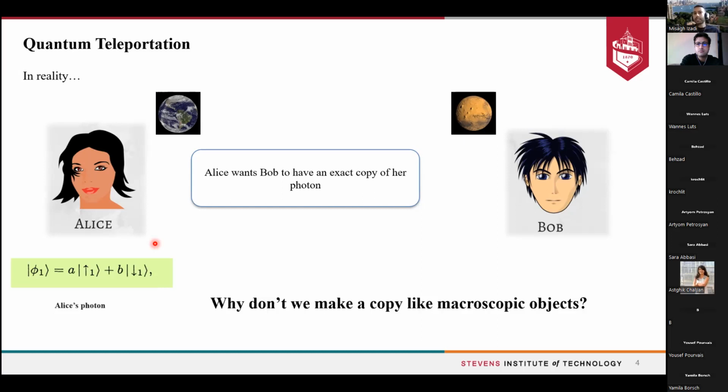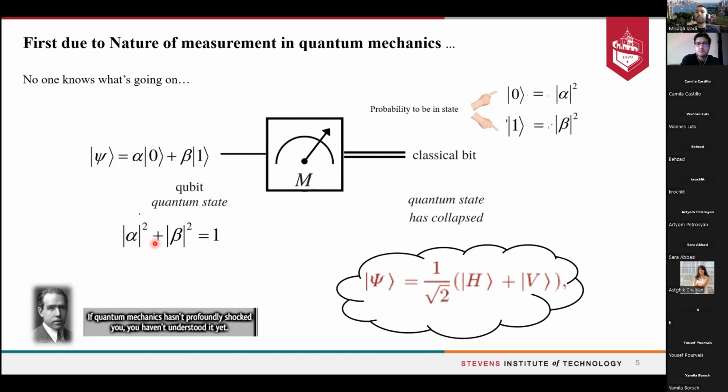I'm going to tell you this cannot happen in quantum mechanics because of two reasons. The first reason is because of the nature of measurement in quantum mechanics. Imagine you have this photon state here, just like in the first slide where I talked about the quantum state. This photon state can be in a superposition of two situations, the 0 state and the 1 state. And you want to do a measurement on this photon. And this is the port where you do the quantum measurement.